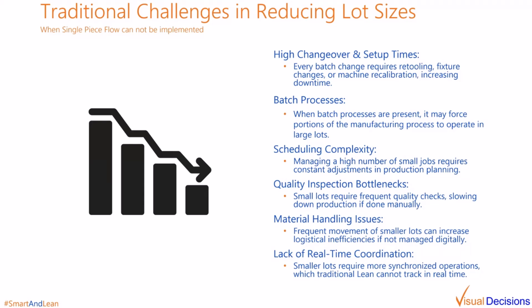Finally, these challenges highlight why traditional lean methods alone are not enough to fully realize the benefits of smaller lot sizes. Digital lean provides the missing piece of automation for setup reduction, optimizing scheduling dynamically, streamlining quality control, and enhancing real-time coordination.